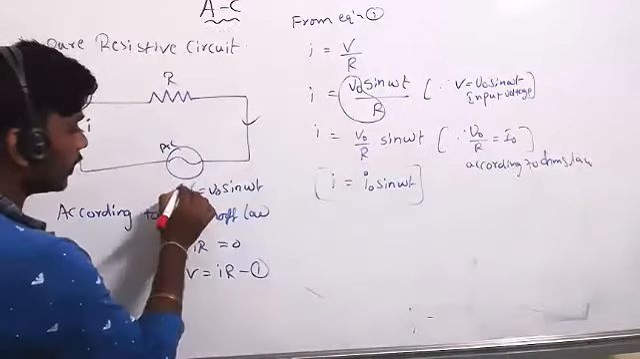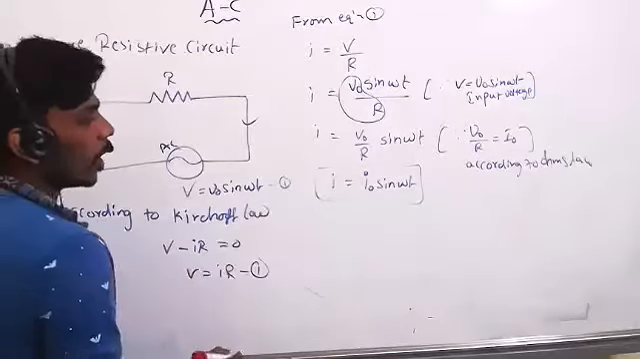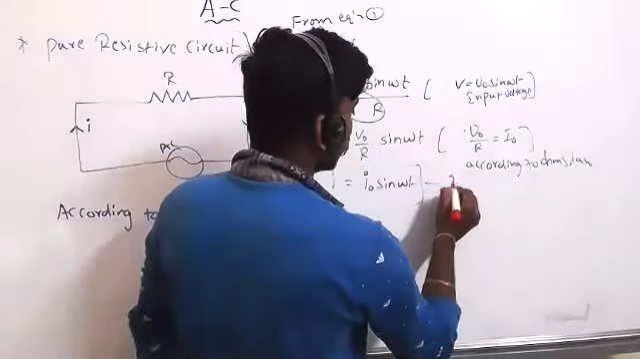How much input have I given? V is equal to V naught sine omega t. How much current did I get? I is equal to I naught sine omega t. That is the current I got.